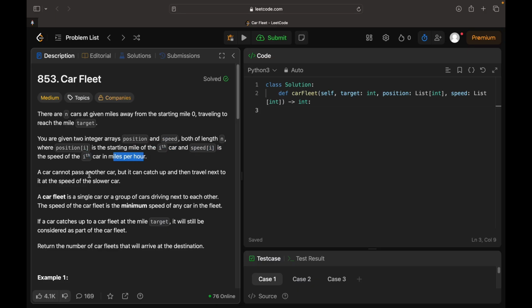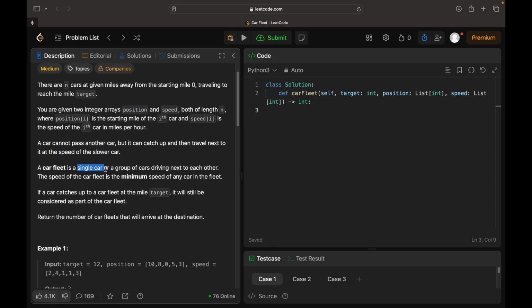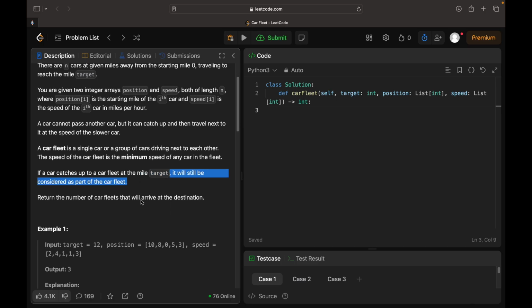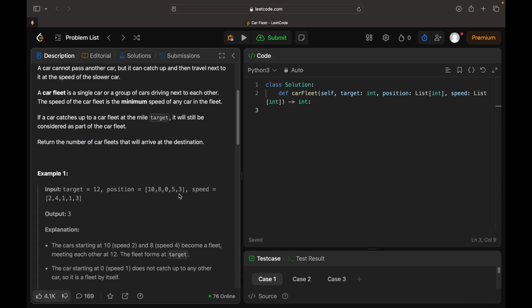A car cannot pass another car, but it can catch up and then travel next to it at the speed of the slower car. A car fleet is a single car or a group of cars driving next to each other. The speed of the car fleet is the minimum speed of any car in the fleet. And if a car catches up to a car fleet at the mile target, it will still be considered as part of the car fleet. We want to return the number of car fleets that will arrive at the destination.